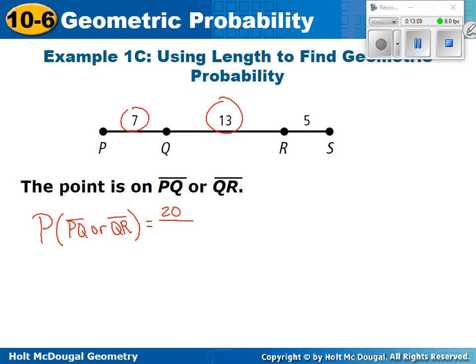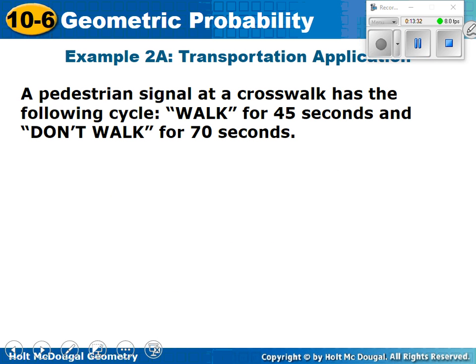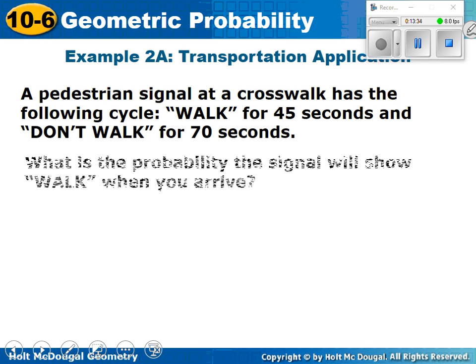20 out of 25. Tell me what that is as a fraction. What is it? I'm sorry? 4/5. That could be your answer. Or what is it as a percentage? 80%. Okay, so I think we're doing fine with those. Look at the next one. Talk to your partner and see if you can answer this one.